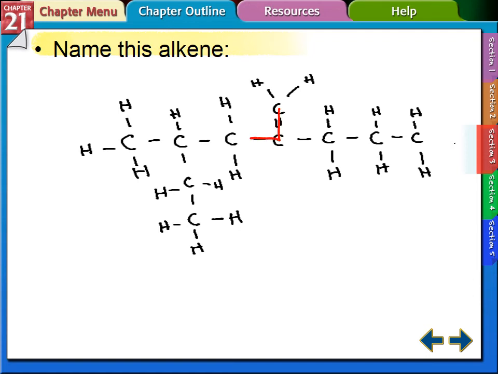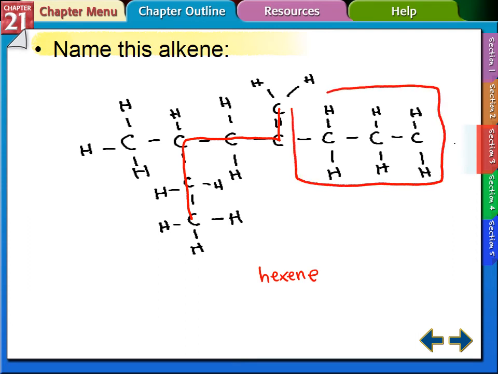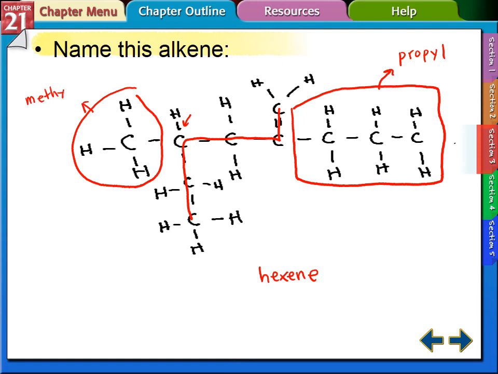This will be our parent chain here, and that is composed of 6 carbon atoms, so we will have a hexene. Now with that parent chain, we have a substituent over here, which is an alkyl group composed of 3 carbons. This is actually a propyl. And we also have an alkyl group that is attached to this carbon over here, and we call this alkyl group that is only composed of 1 carbon a methyl.